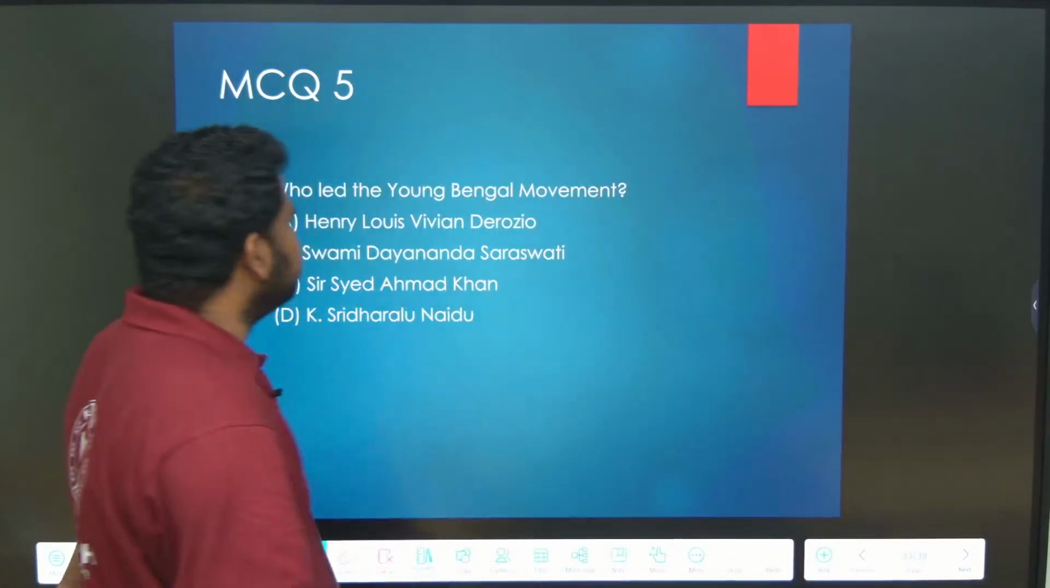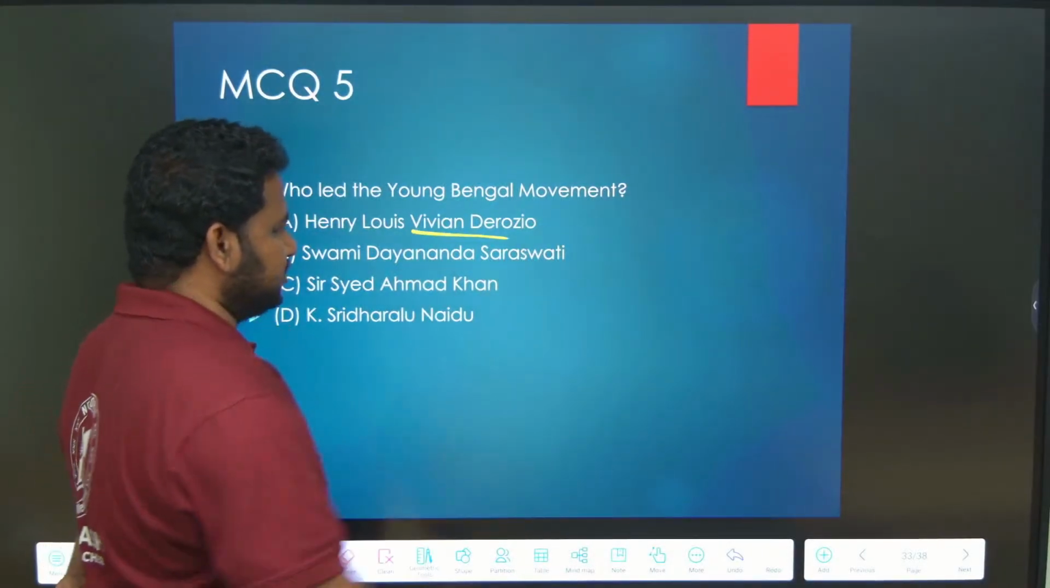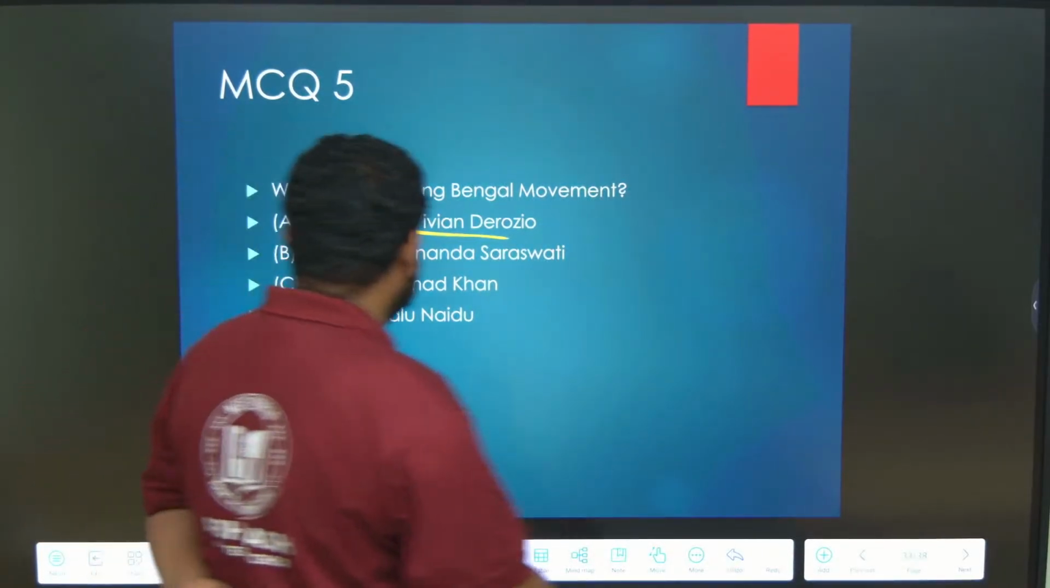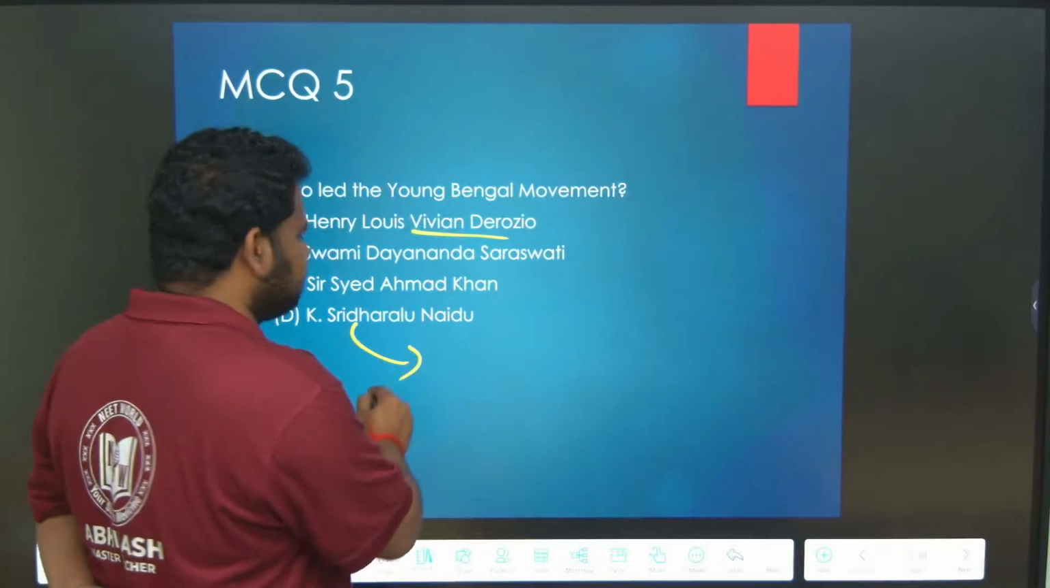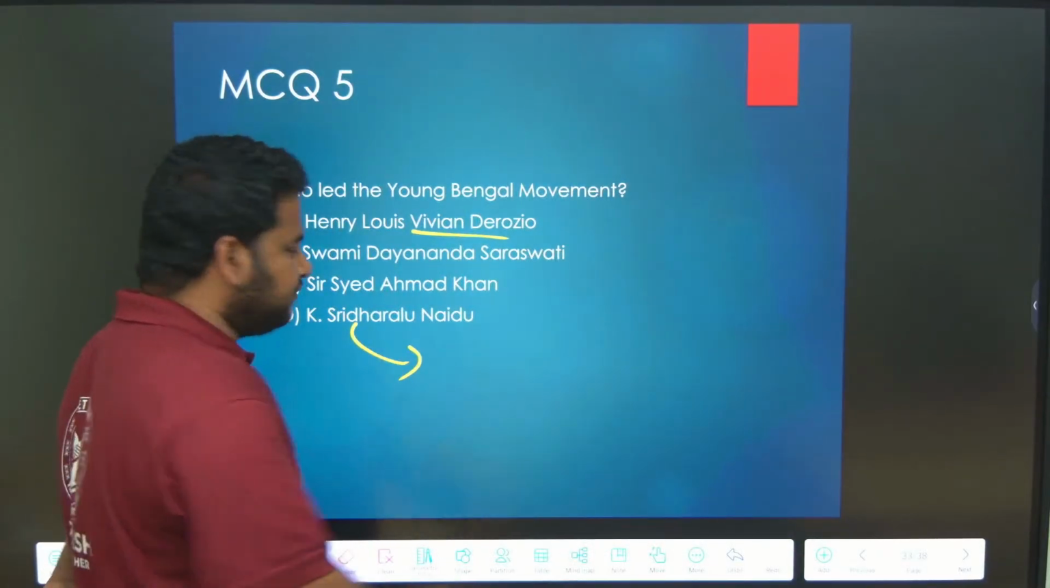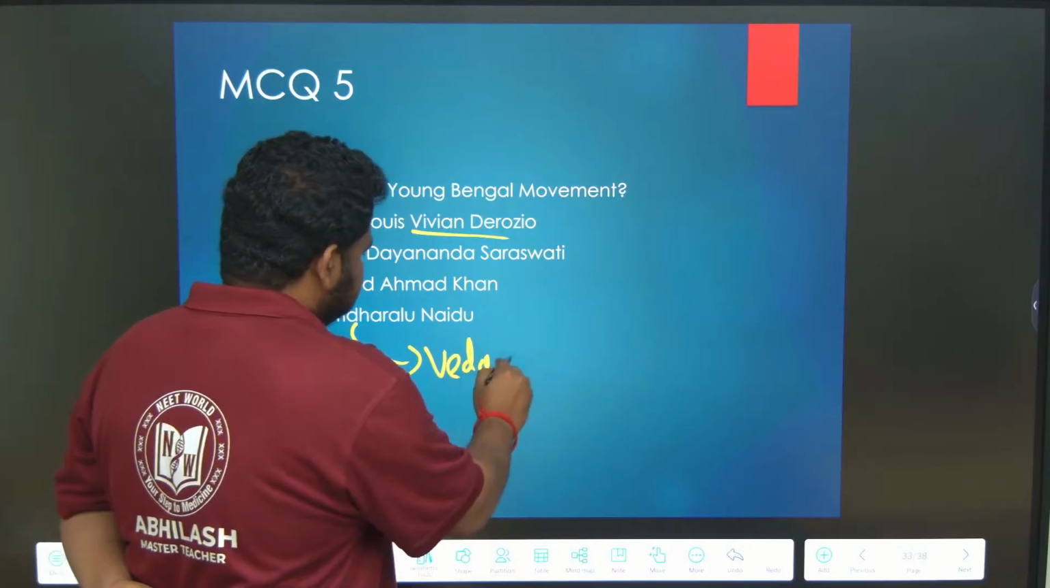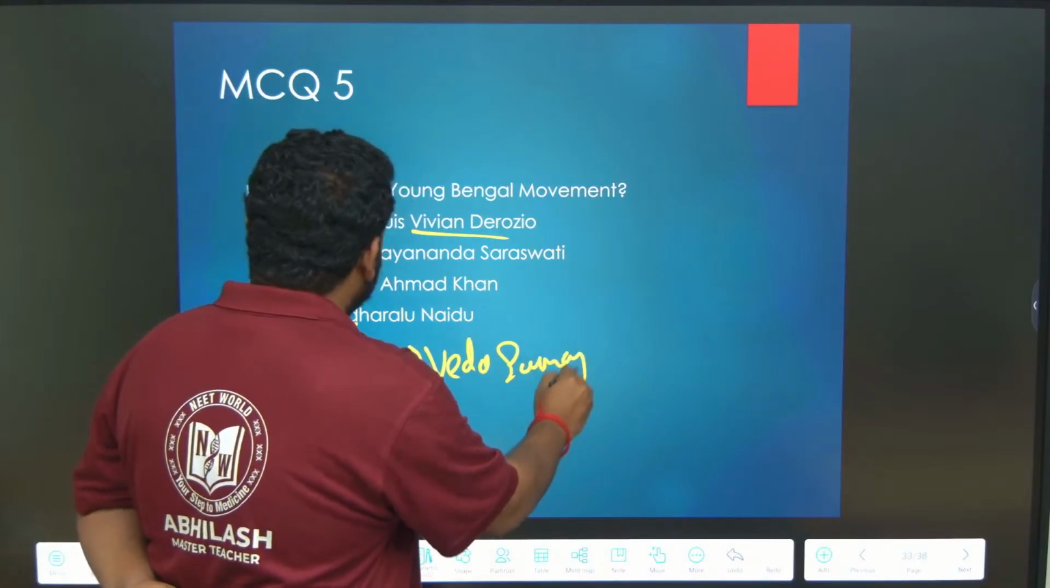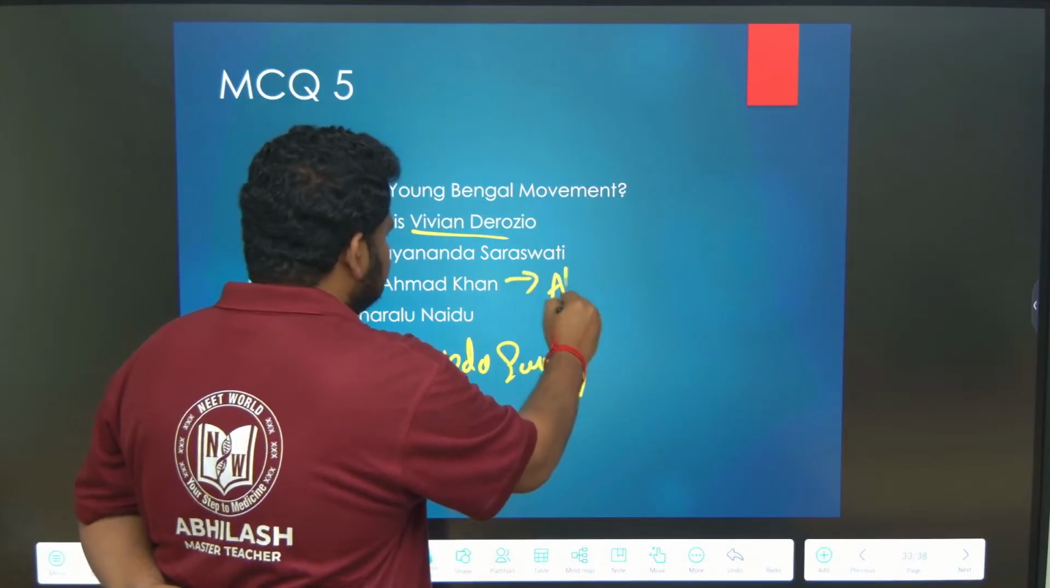Next one. Who led the Young Bengal movement? It is very simple, Vivian Derozio. Okay. Sridharlu Naidu, he founded Veda Samaj. When it comes to Ahmed Khan, it is the Aligarh movement.